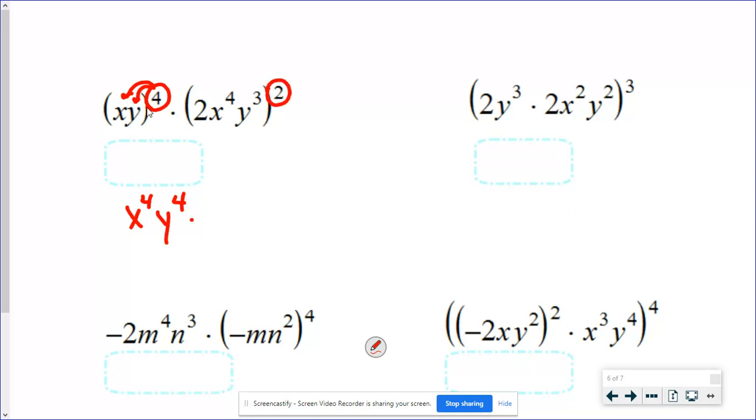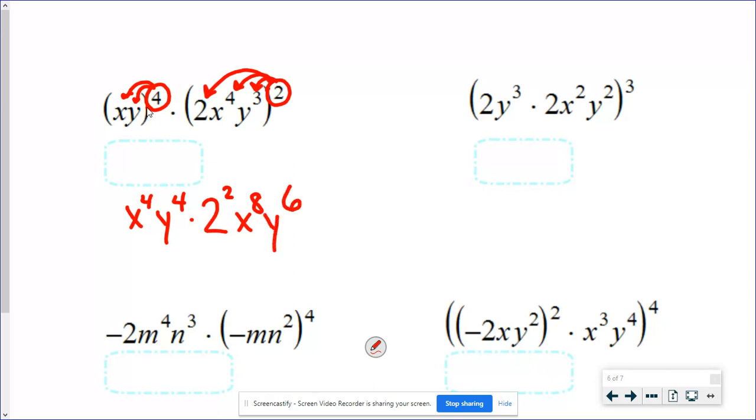This, I would say, is probably one of the most common mistakes that I see. People totally worry about the variables and totally forget about the coefficient. That is going to be 2 to the 2nd power. We'll change that into a 4, but that 2 gets squared. This x will be to the 8th power when we multiply those exponents, and y to the 6th power.